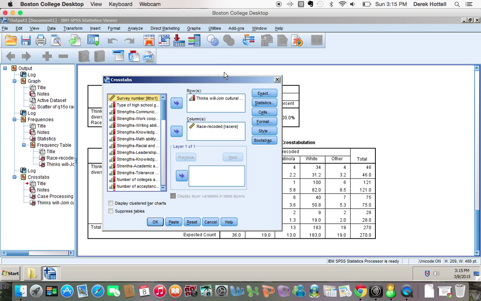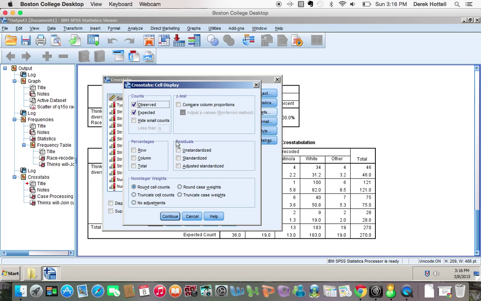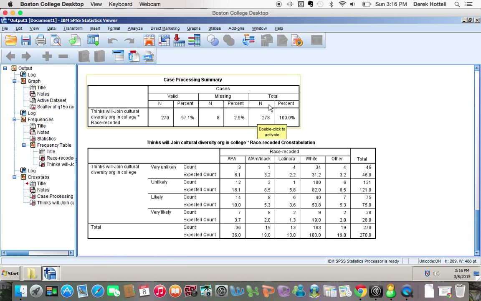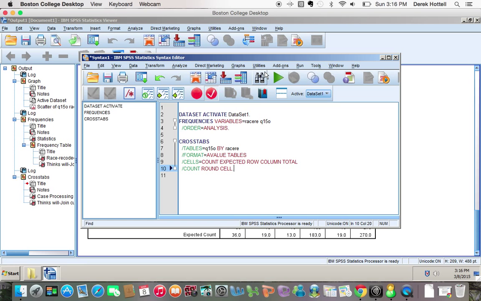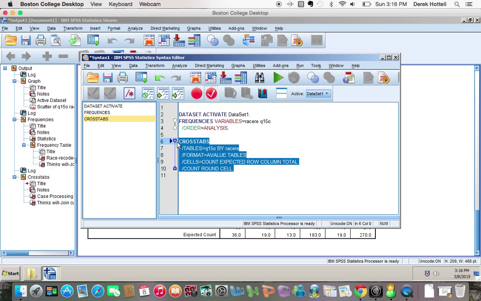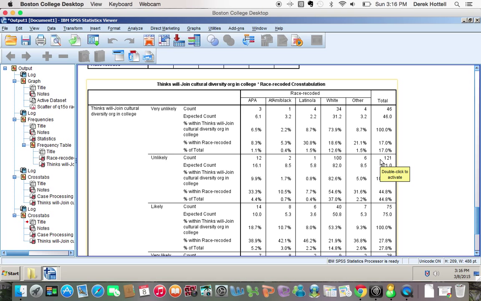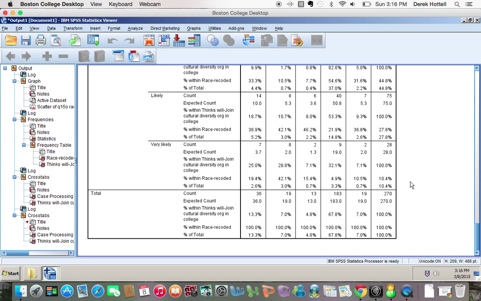So go back to crosstabs, and in the cells, now we're going to click row, column, total for percentages. We're going to click paste because we do want to save this. And we're going to go to our syntax window, highlight that operation, and click play. Now you'll get a better illustration of how that's breaking out. You can see that each one of these expected counts, so 6.1, 3.2, 2.2, 31.2, 3.2, is based upon how these totals are broken out, right?